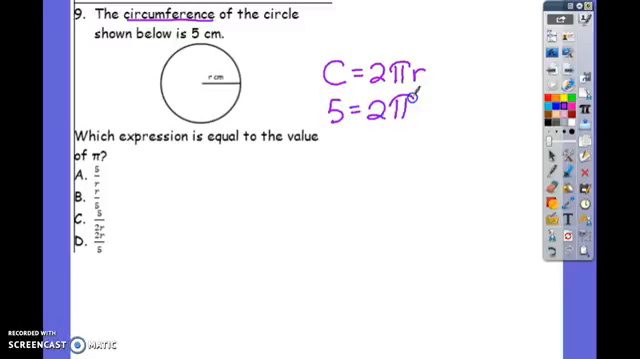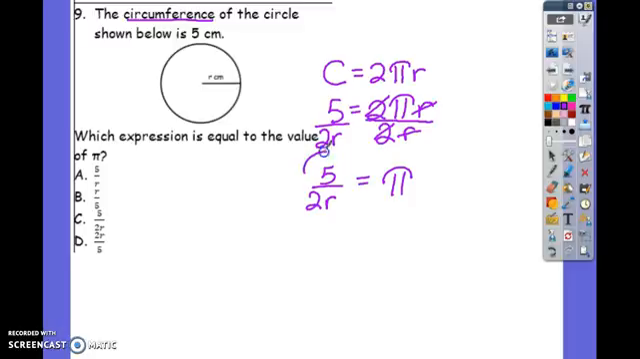The rest of the formula is 2 pi r. The problem is asking me which expression is equal to the value of pi. So I am going to need to isolate pi. So I'm going to need to divide both sides by 2 and by r. The 2's cancel out, the r's cancel out, so I'm left with pi. Over here I'm left with 5 over 2r. The question asked me which expression is equal to pi, so I solved for pi, so this would be my expression that is equal to pi. So my answer is C, 5 over 2r.